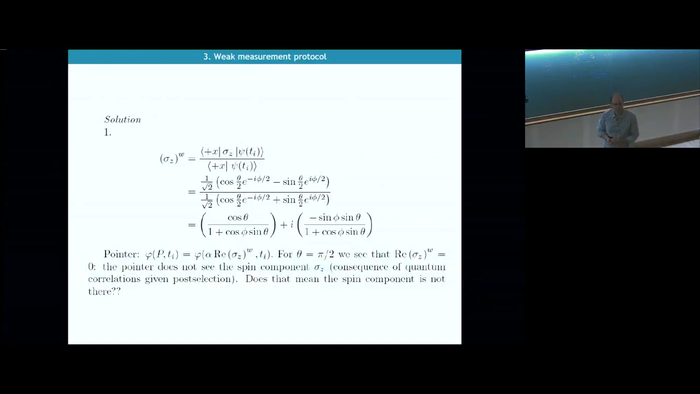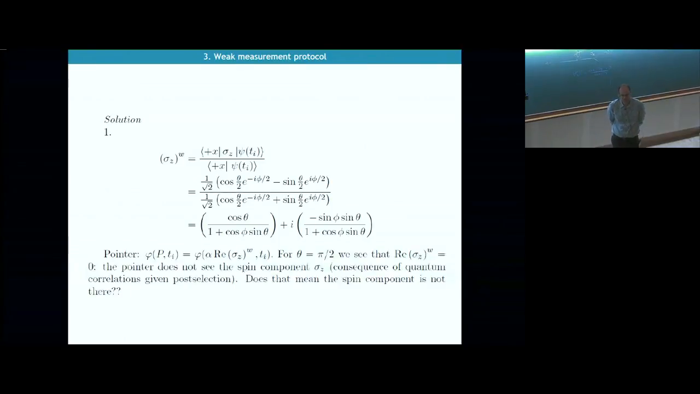And so then the question is, how do you want to interpret this? From an operational point of view, if you have a pointer coupled to the system and nothing happens to the pointer, it's pretty straightforward. It's that the pointer has not seen the observable that has coupled to it. And so basically it means that the pointer does not see the sigma z component.